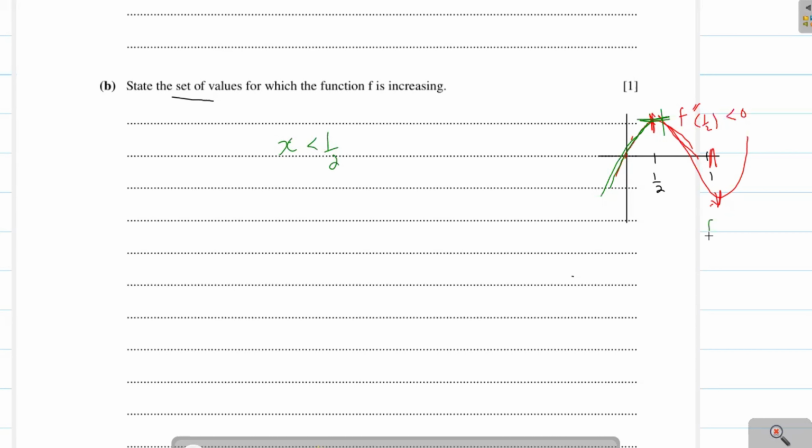Now in the second interval, when we take f double dash of 1, it is greater than 0, and this is the minimum point, so the curve is increasing. Therefore, the function is increasing when x is greater than 1. So the set of values for which the function is increasing is x less than 1 over 2 and x greater than 1. This is the answer.